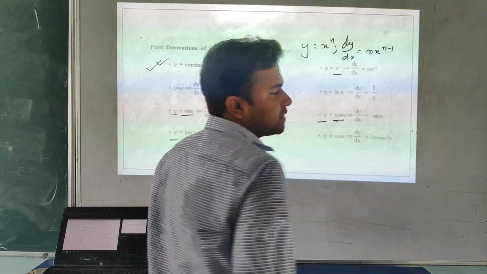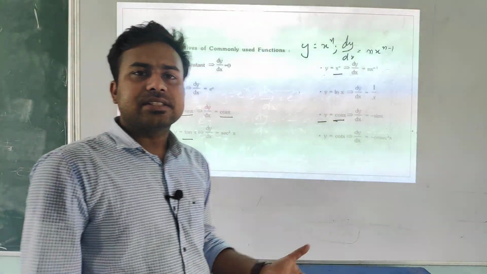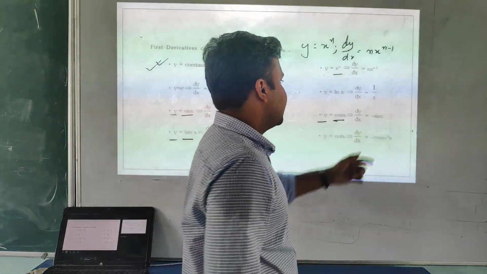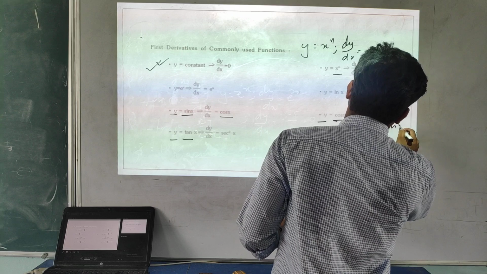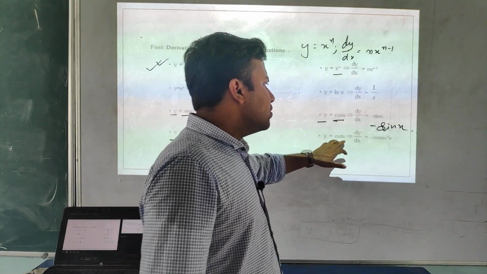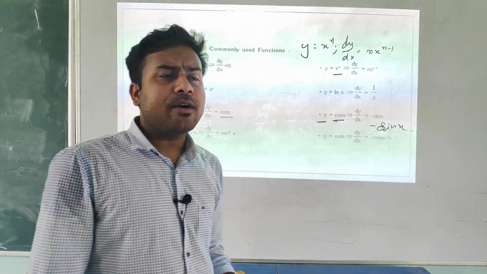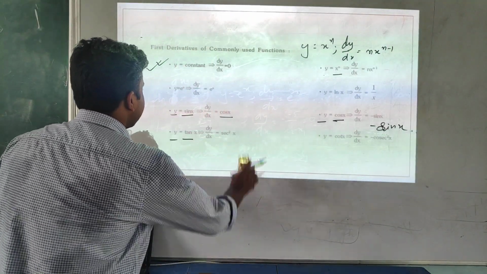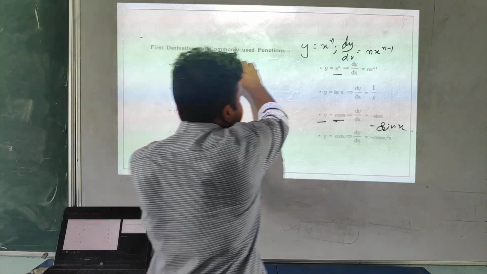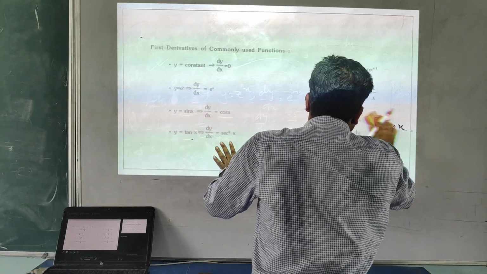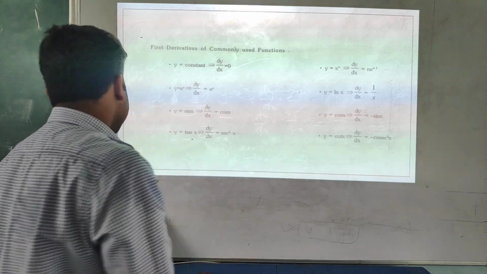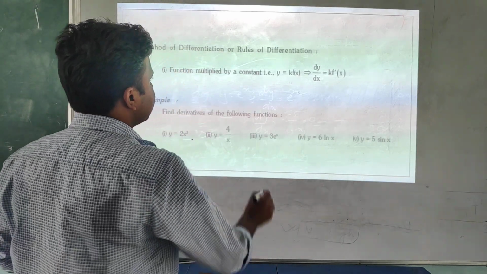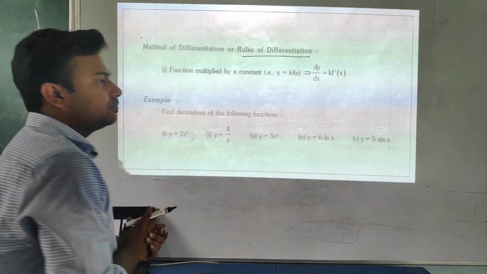Y equal to cos x, the differentiation of that with respect to x, what will you get? Minus of sin x. Now y equal to cot x, what will you get? Minus of cosec square x. Okay, so everyone note down this formula and learn this formula, because we are going to use it very frequently. Now how to solve? I am taking an example. Methods of differentiation, or you can say the rules of differentiation.